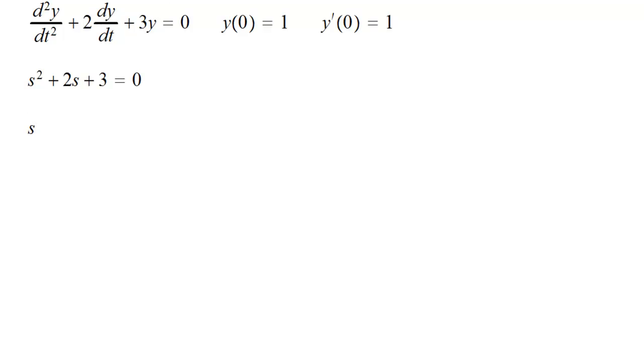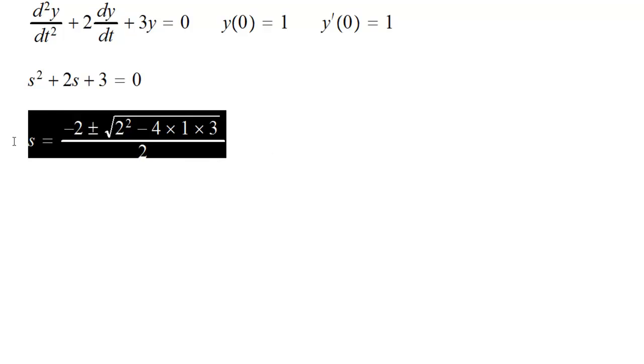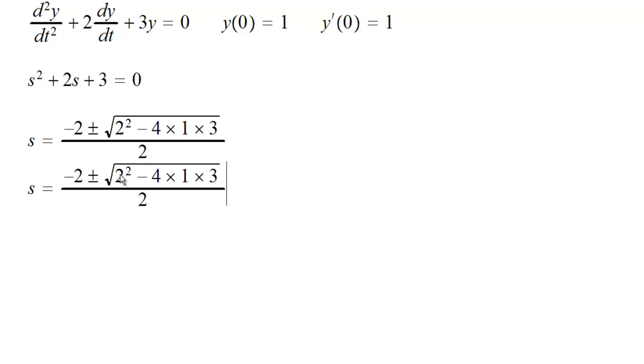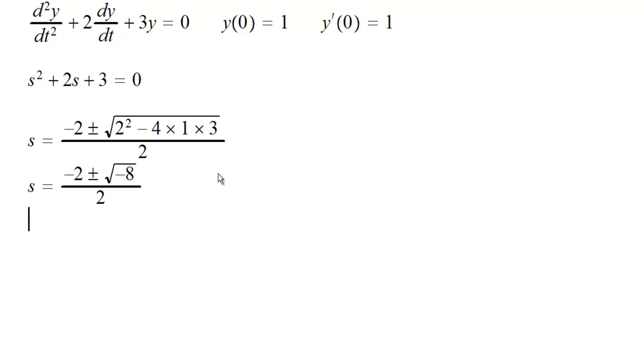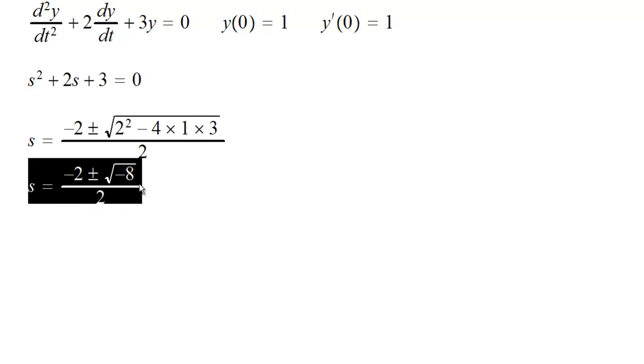Now we are going to use the quadratic formula, and I'm not rewriting it for you in this course. So we will have negative b plus minus the square root of b squared, which is what? 2 squared, right? Minus 4 times a, which is how much here? 1. So 4 times 1 times c, which is how much here? 3. And then divided by 2a. So what do we get here is s equals negative 2 plus minus the square root of 4 minus 12, which is negative 8.